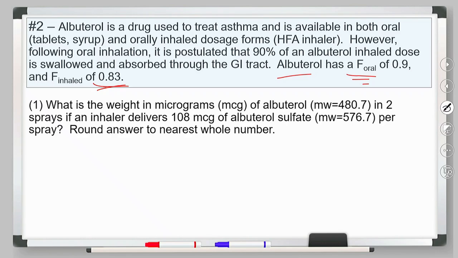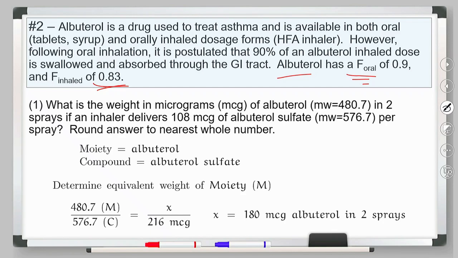We're asking for albuterol, the moiety, how much of that when we have 108 micrograms of the compound albuterol sulfate. So you didn't know you're going to get a pop quiz on this, right? So let's try it. See if you can set up that proportion and determine the equivalent amount of pure albuterol from 108 micrograms of albuterol sulfate.